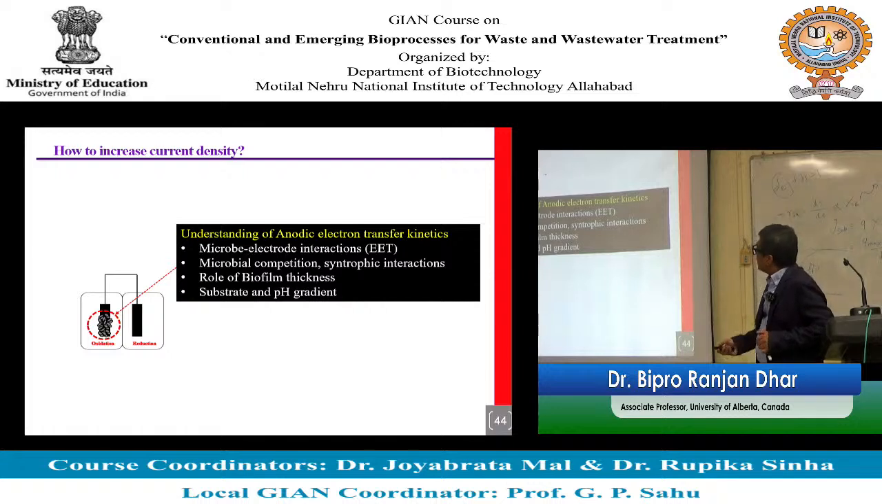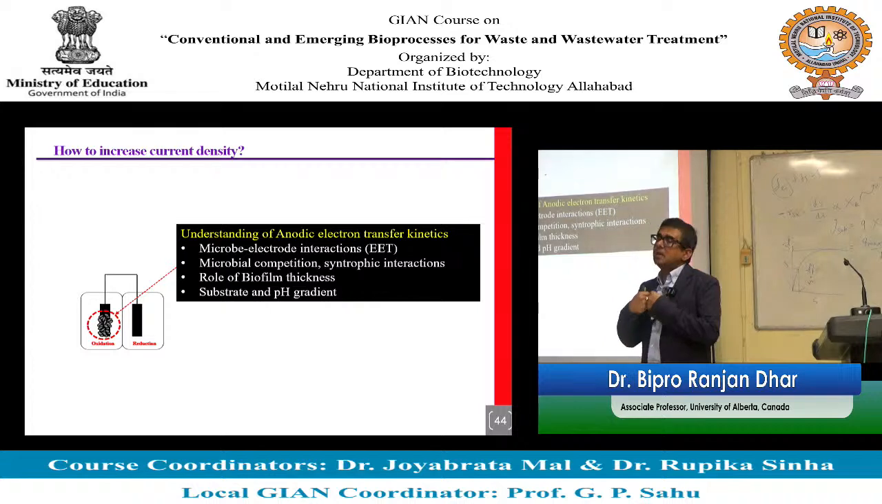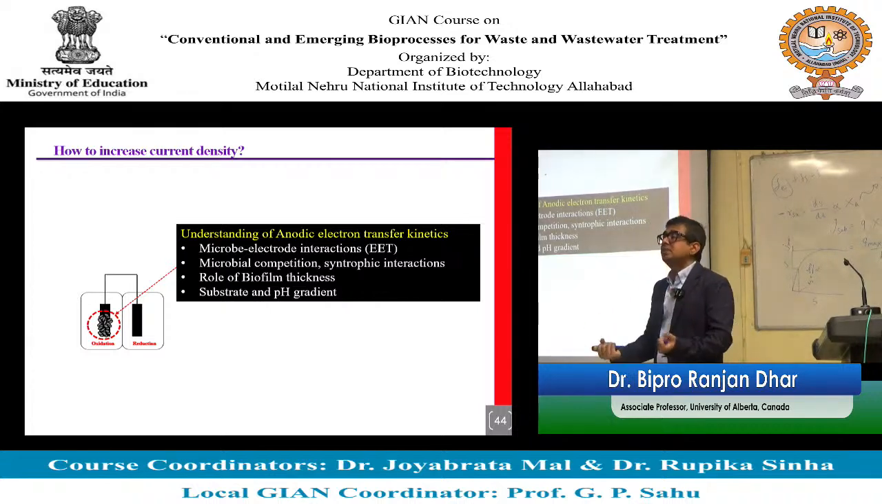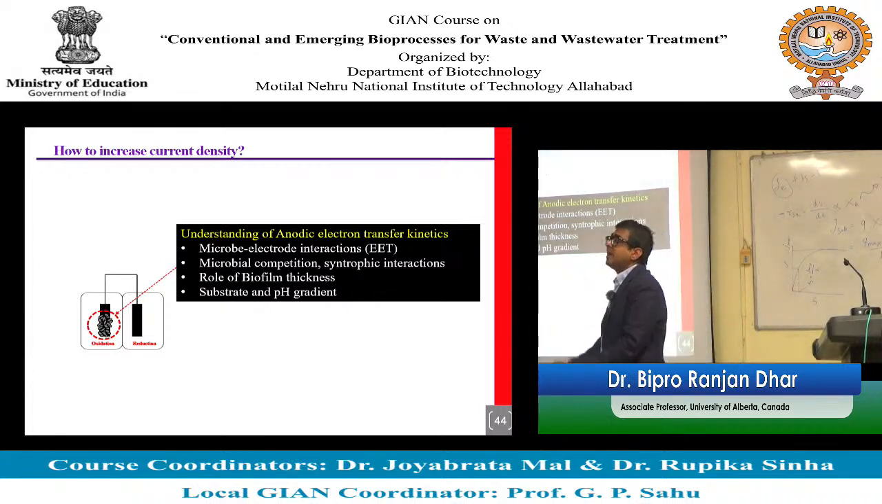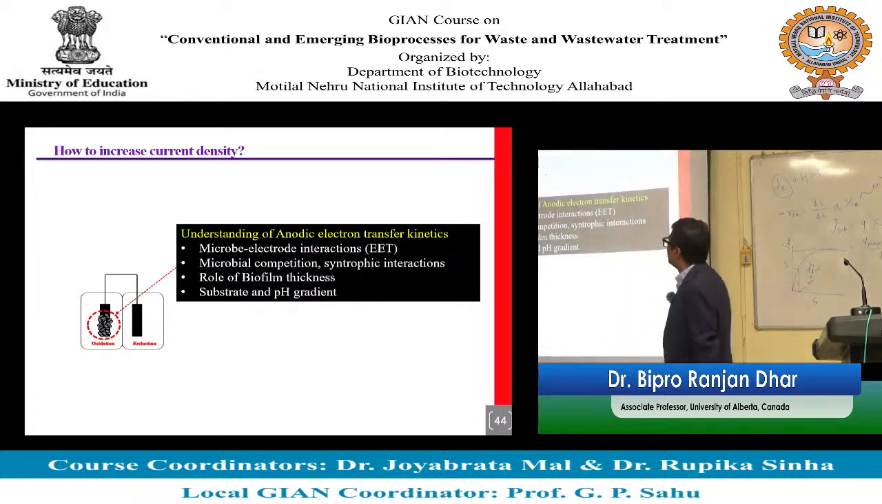Still, we need to know about microbial competition and syntrophic interaction, because if you want to use complex wastewater, then syntrophic interaction between EAB and non-EAB or fermentative bacteria is going to be very critical. So now the question is how we come up with a balanced biofilm, combining all those different types of microbes. How do we actually establish this kind of biofilm?